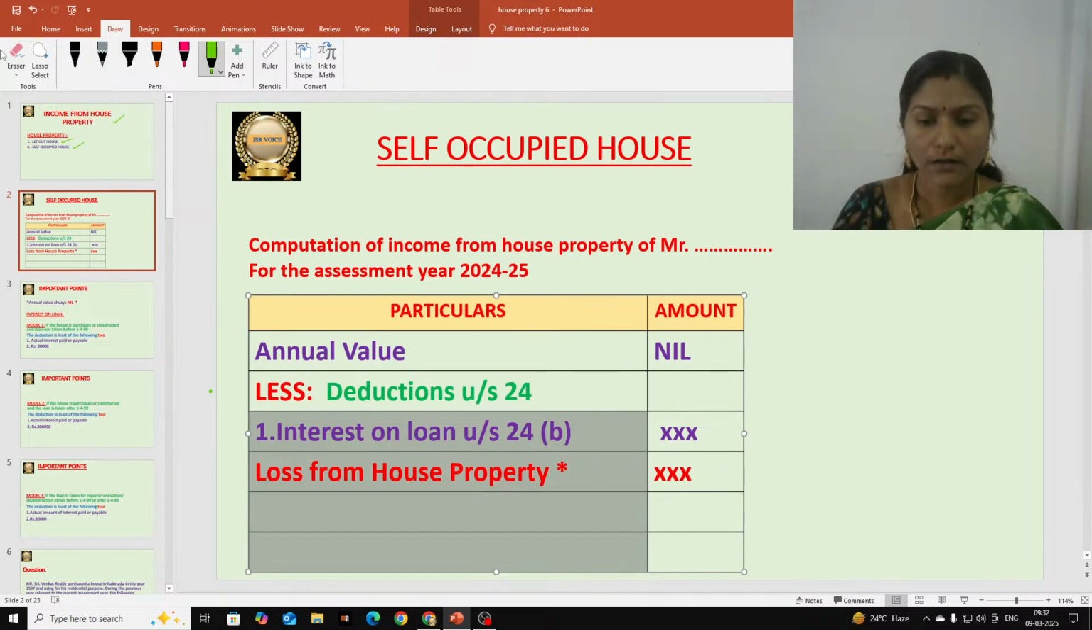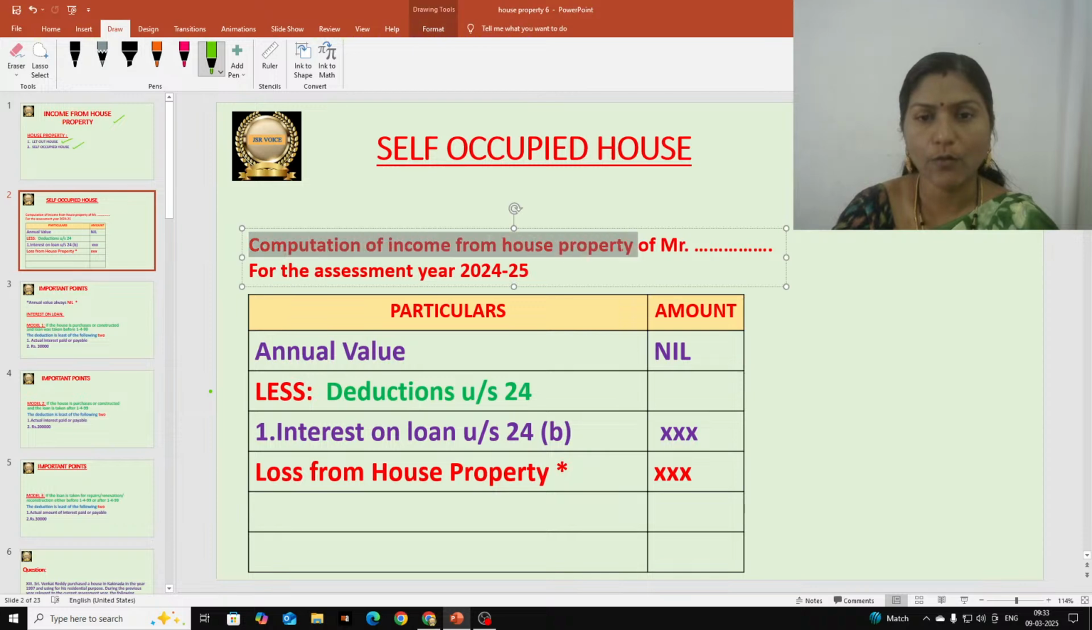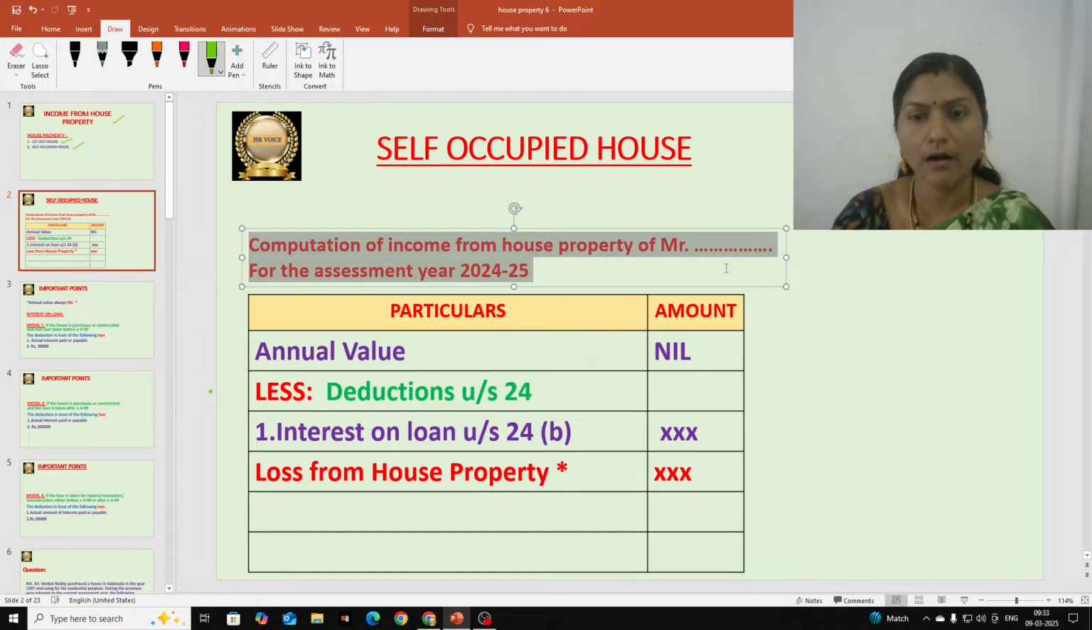So here, if we want to do self-occupied house problems, we should follow the format. What format should we follow? We should draw particulars and amount columns. Next, a heading is compulsory, students. What heading should we give? Computation of income from house property of Mr. (name of the assessee should be recorded in the dash), for the assessment year 2024-25. This is the heading that we should give on the top.